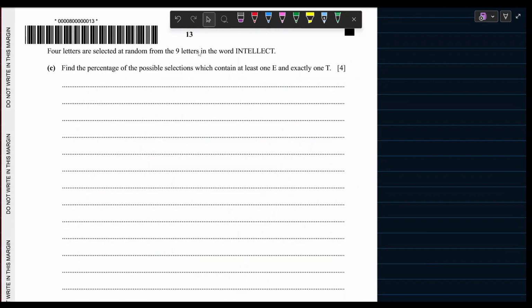4 letters are selected at random from the 9 letters in the word intellect. Part C, find the percentage of the possible selections which contain at least one E and exactly one T. All right, so the expression we're going to have here is we want at least one E and exactly one T, and this is just over the total possible selections without restriction.